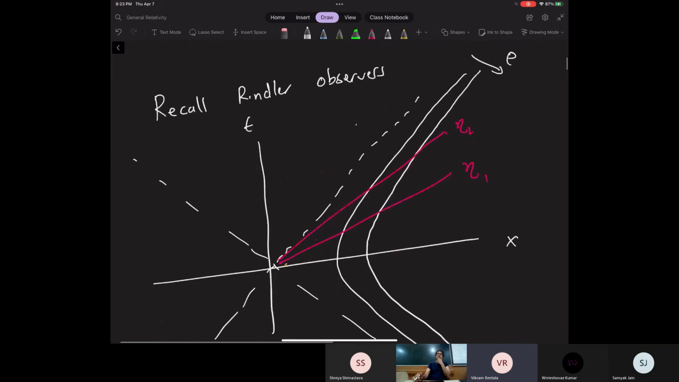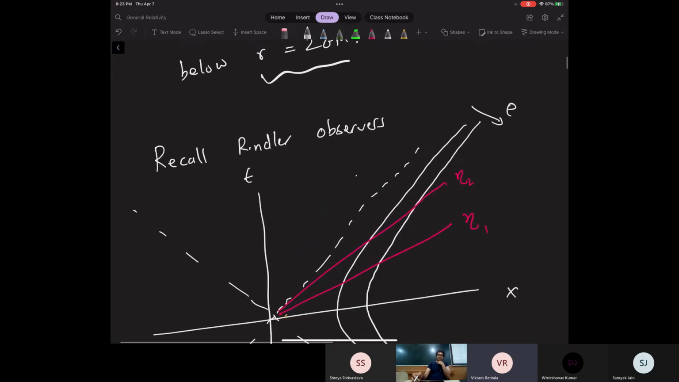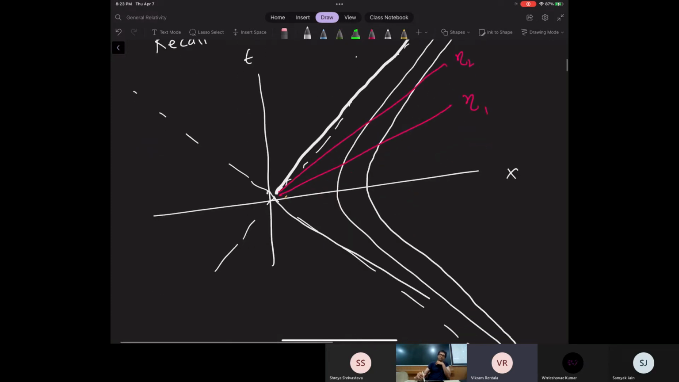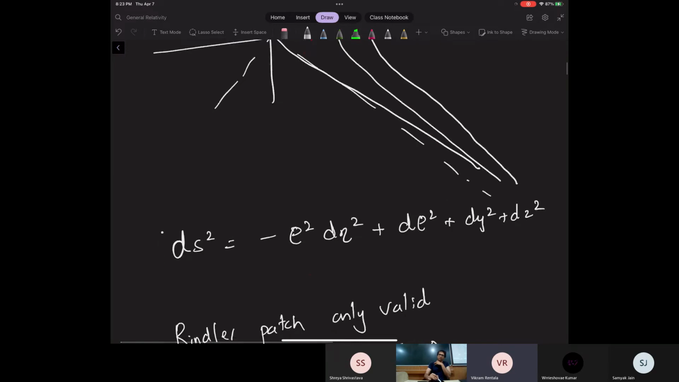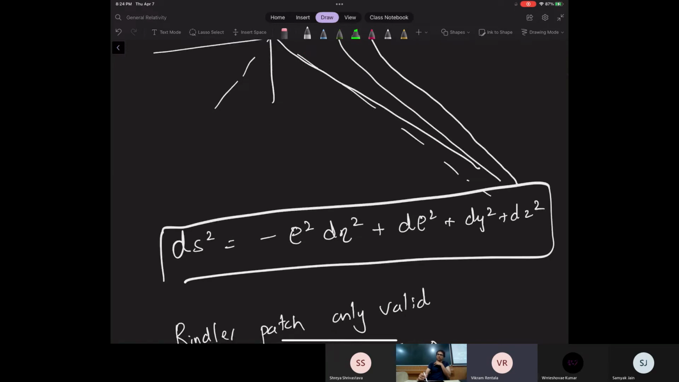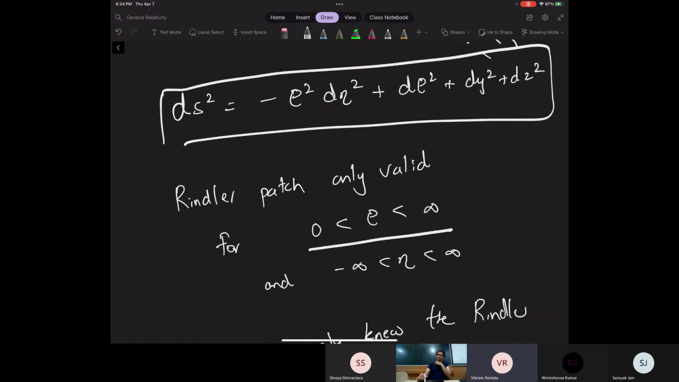So let's recall what we did for Rindler observers. Rindler observers had these coordinates rho and eta. Rho parameterized the hyperbola. Rho equal to 0 was the asymptotic hyperbola, where the hyperbola basically became these light curves. Rho equal to 0 was strictly not part of our Rindler patch. Rho greater than 0 was part of our Rindler patch. So you had this rho and you had eta, so eta 1, eta 2, and so on. And in Rindler coordinates, the metric was minus rho squared d eta squared plus d rho squared plus dy squared plus dz squared. And the Rindler patch was only valid for 0 < rho < infinity, minus infinity < eta < infinity.